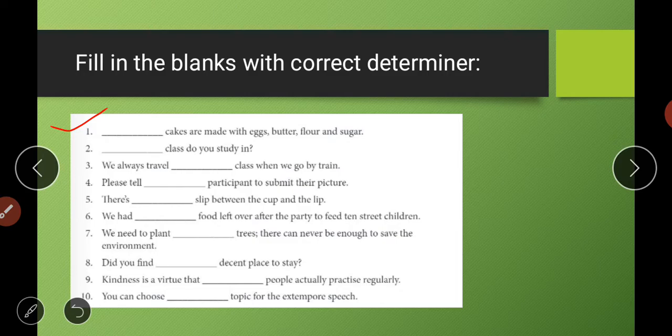Then, please tell dash participant to submit their picture. So please tell each participant to submit their picture. Whenever there is any kind of competition, we ask to submit pictures or documents from each candidate or from each participant. So let us move to the next one. Next is number fifth. There is dash slip between the cup and the lip.